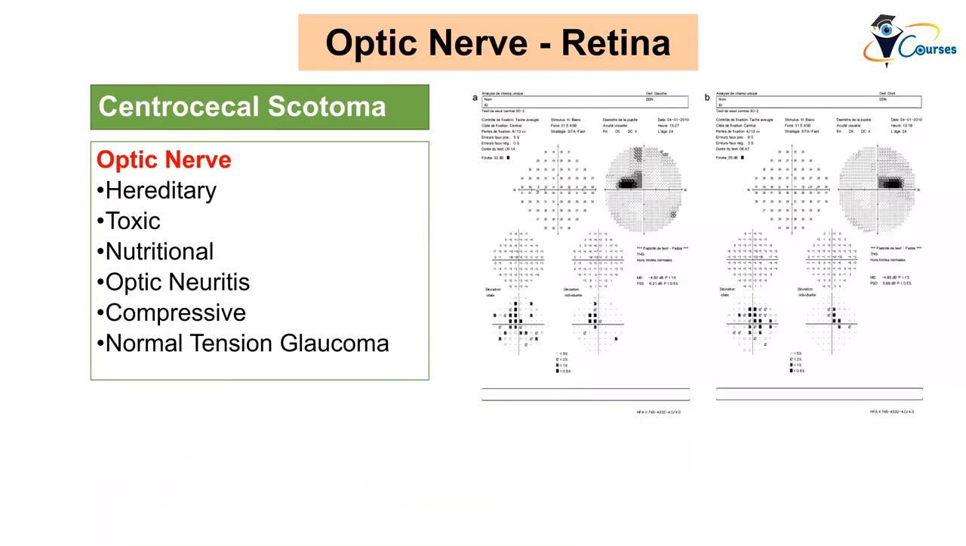If a lesion is involving the central fibers or central visual field, as well as there is an enlarged blind spot, both of them will be connected together, and this is what results in what's called a centrocecal scotoma. So in centrocecal scotoma, there will be an enlarged blind spot and central and paracentral scotoma, all of them connected together. This can also happen for the same reasons that cause a central scotoma, like hereditary optic neuropathies, toxic optic neuropathy, nutritional optic neuropathy, optic neuritis, compressive lesions, or normal tension glaucoma.